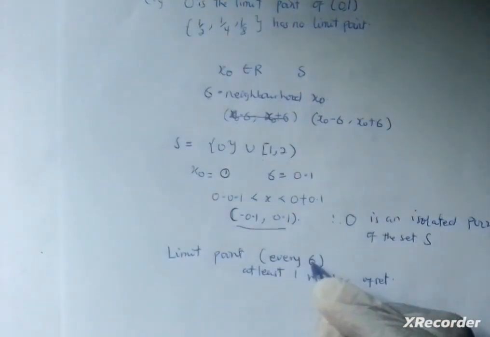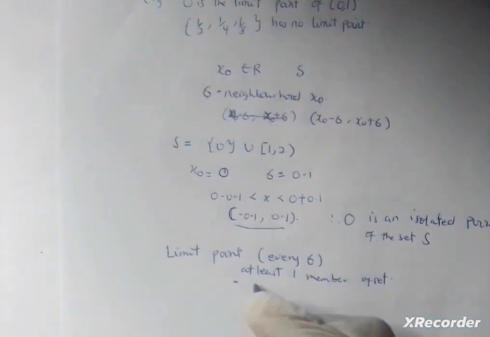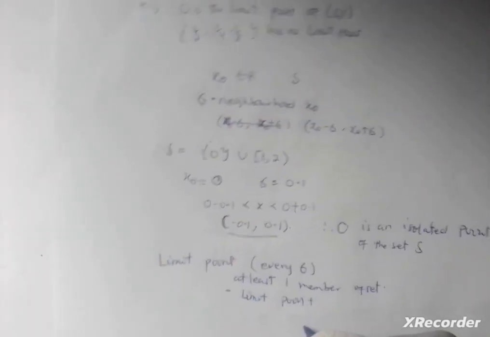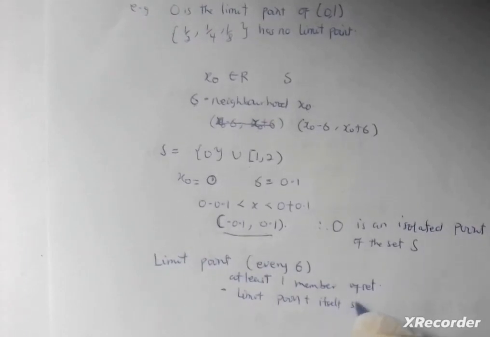For every delta you choose, after you have found the interval or the neighborhood, you should get at least a single member of the set. And number two, the limit point itself shouldn't be included.